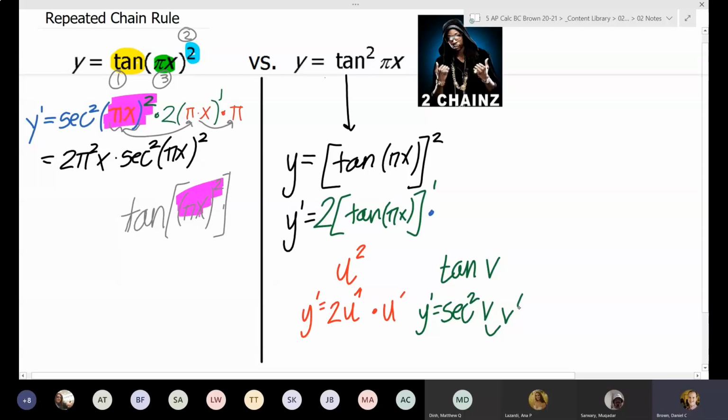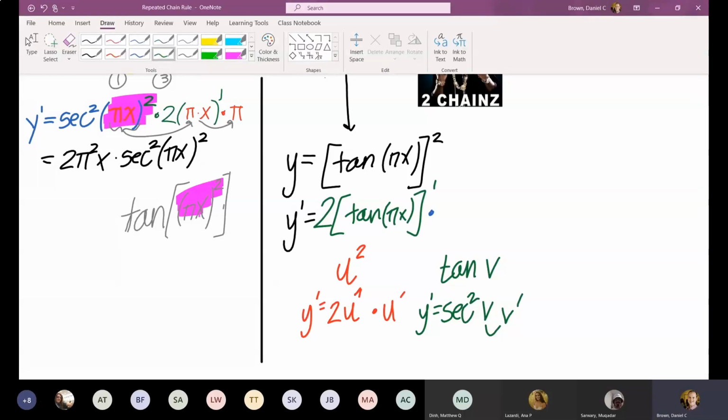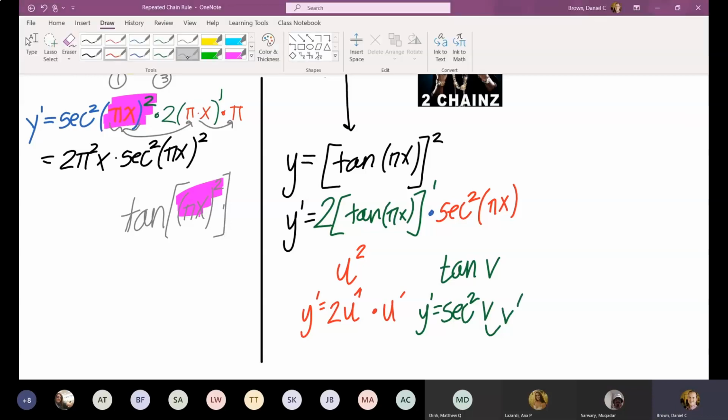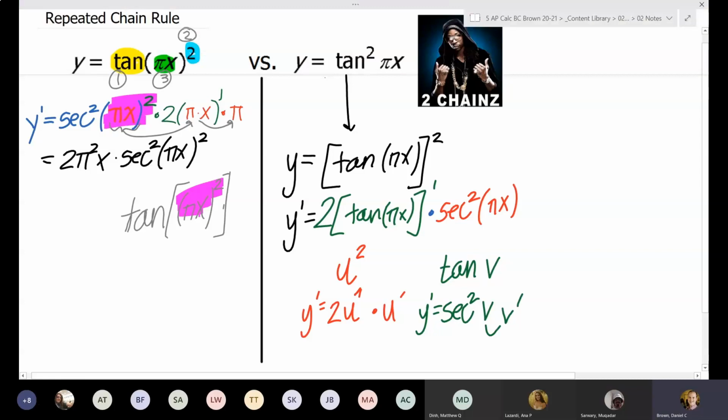So I have the derivative of tangent, which is secant squared. Inside stays the same. Well, that inside is pi times x. That's not just an x. So I need to take the derivative of pi times x, which is just pi. So this would be the derivative of that second one. I don't know if that was more confusing or less confusing. We'll see in a second, I guess.